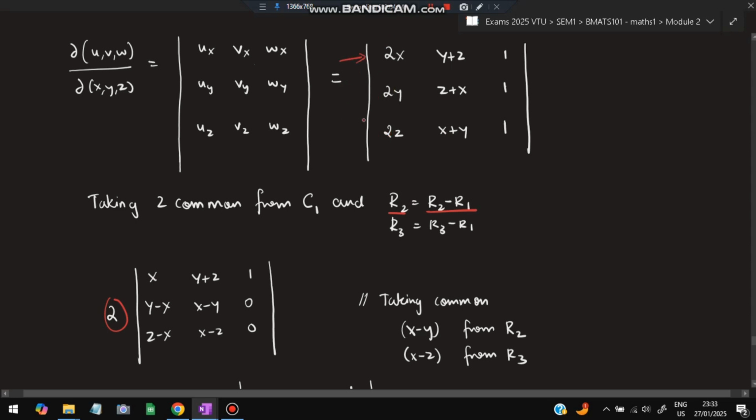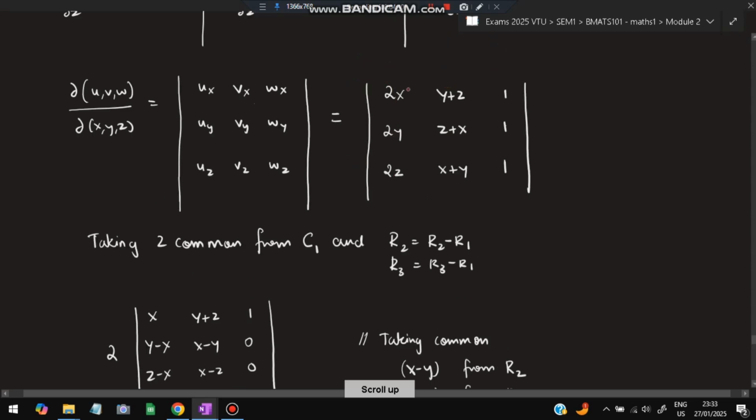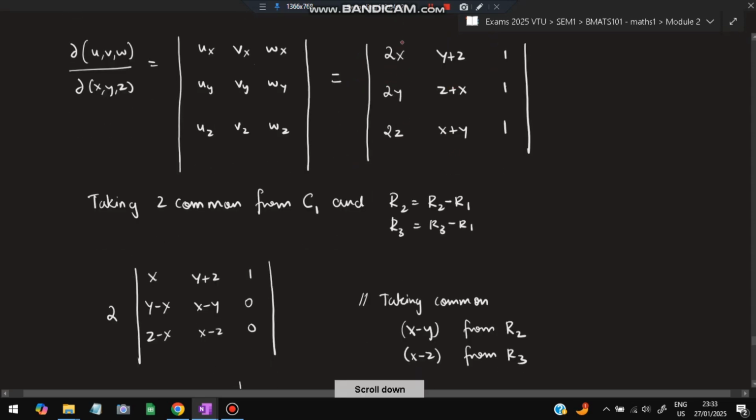So this is row 1, row 2, row 3, r1 r2 r3, and this is column 1, column 2, column 3, so this is c1 c2 c3. We'll take 2 as common from c2, so we'll get 2 here. Now we are doing r2 is equal to r2 minus r1.